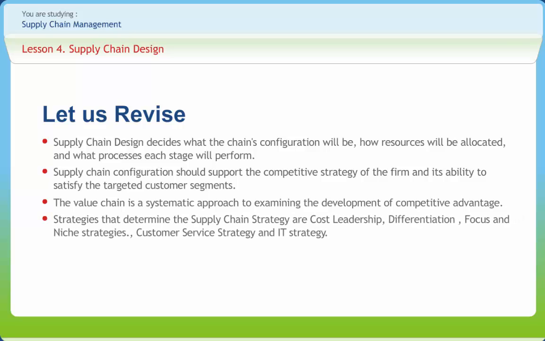Strategies that determine the supply chain strategy are the three competitive strategies: cost leadership, differentiation and focus, and niche strategies. In addition, the customer service strategy and IT strategy are critical in the design of the supply chain. There are two basic types of competitive advantage a firm can possess: low cost or differentiation. The two basic types of competitive advantage combined with the scope of activities for which a firm seeks to achieve them leads to a type called focus. These are known as the generic competitive strategies.